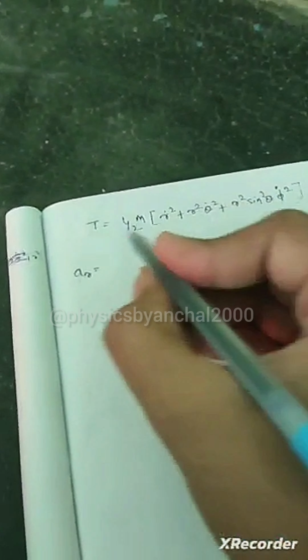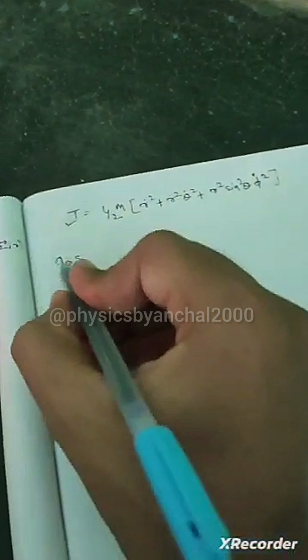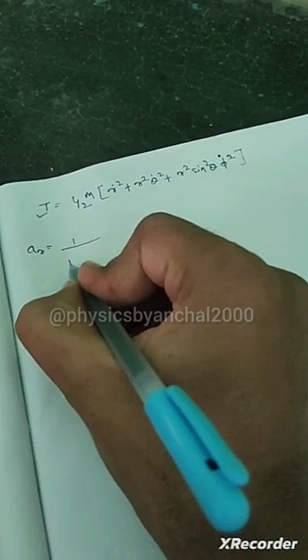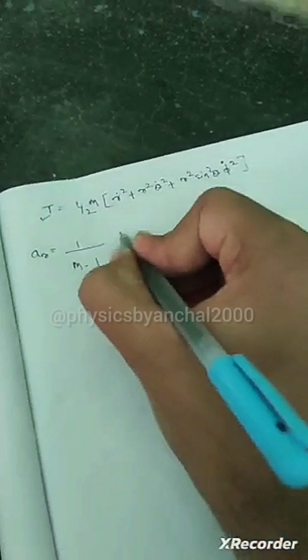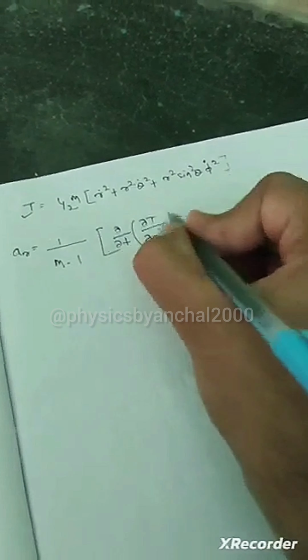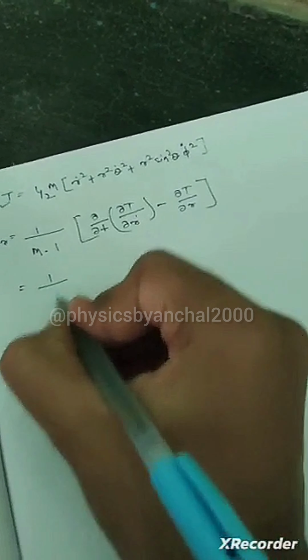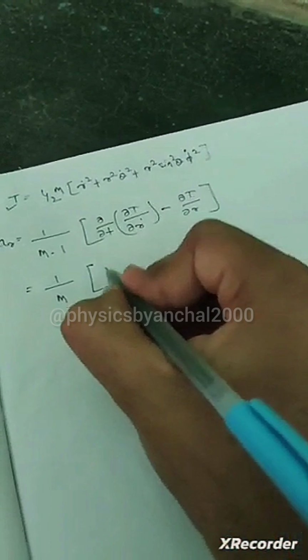Now let's find the radial component of acceleration in the spherical polar coordinate system. In spherical polar coordinates, we know the kinetic energy T, and a_r according to the formula is 1 by m times 1, d by dt of dT by d r dot minus dT by dr. And how much is this? This is 1 by m.